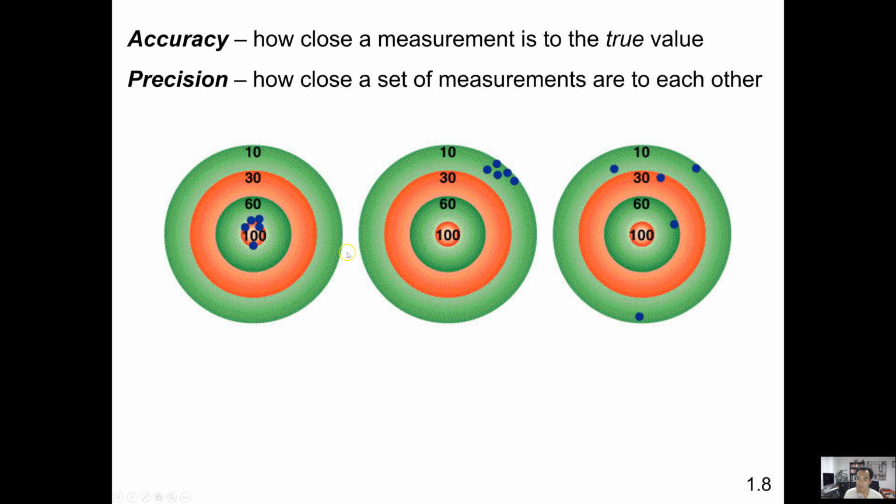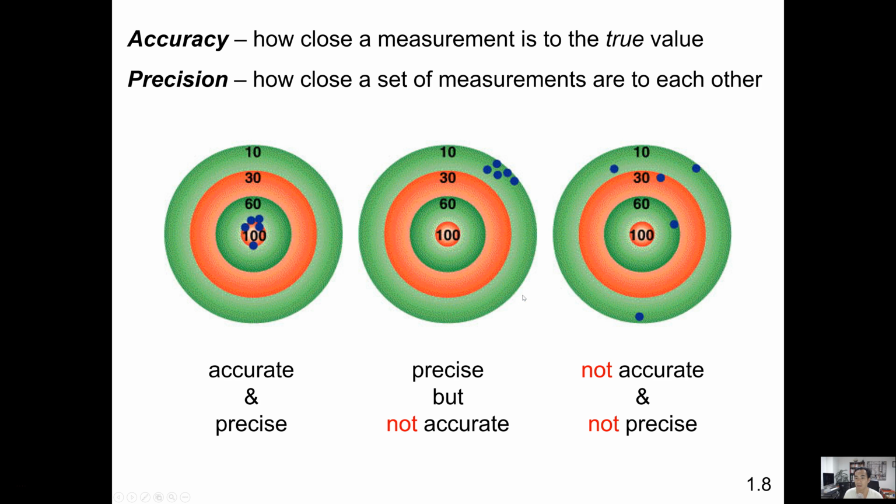All right, closing off with this, just to throw a couple of vocabulary terms out there. Accuracy is how close a measurement is to the true value. So in this dartboard, this one is going to be accurate. Precision is how close the measurements are to each other. In this specific case, you can see that this one is accurate and precise because it has both. And this one is precise but not accurate. And this one is not accurate and not precise.